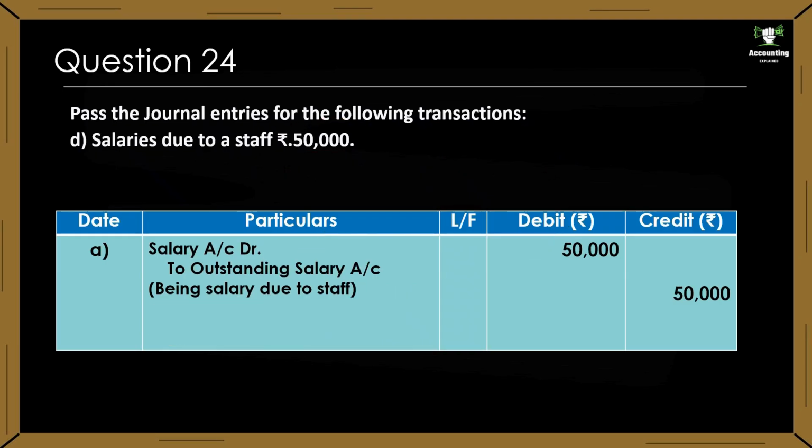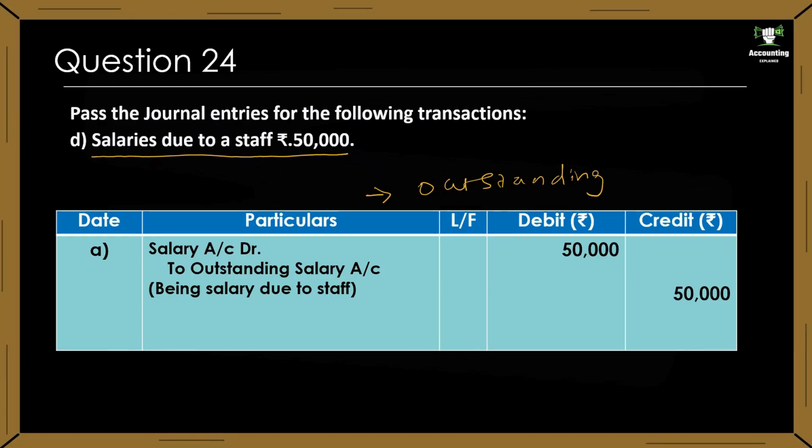We have come to the last part of the question. Salary due to staff, rupees 50,000. Salary due to staff means outstanding salary. Okay. So, outstanding salary is a liability which we have to pay. So, it will be credited.